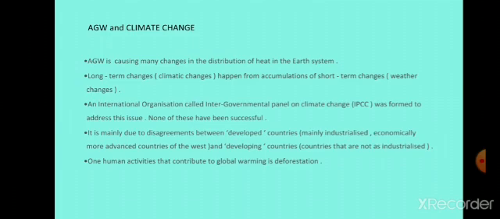Developing countries argue that developed countries developed effectively by burning fossil fuels when they were developing. Developing countries say that their economic development will be seriously damaged if they don't burn fossil fuels, mainly coal, and that developed countries should find alternatives that can help the developing countries to progress. Fifth, one human activity that contributes to global warming is deforestation, cutting of trees.